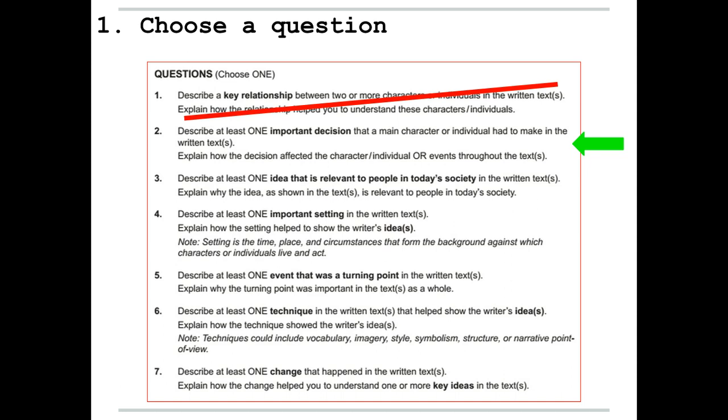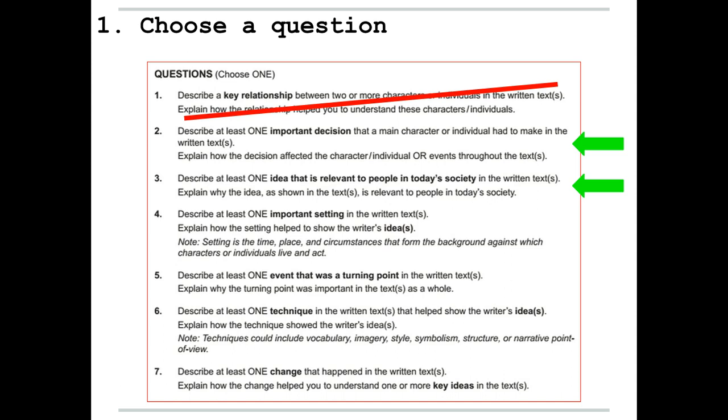Question 3. Describe at least one idea that is relevant to people in today's society in the written text. Explain why the idea, as shown in the text, is relevant to people in today's society. Also a good question to do. This, I think, is a more challenging question for students at Year 9. For some reason, younger students do seem to find idea that is relevant to people in today's society a little bit overwhelming, a bit confusing.